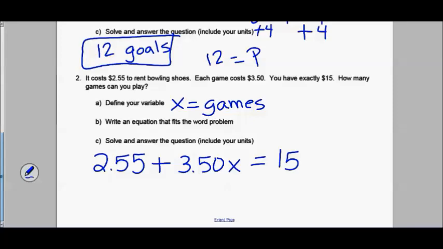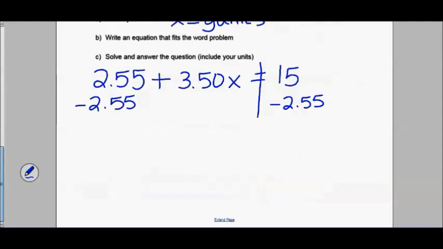So then we're going to have to solve our two-step equation. $2.55 is our constant, so to undo it, we're going to subtract since it's a positive $2.55. And remember, we have to do it to both sides of our equation. So when we do it to the left side, those cancel out, and I have $3.50 times the number of games is equal to $12.45. Now we just have our coefficient that we need to undo. It's being multiplied times x, so we're going to undo it by dividing.